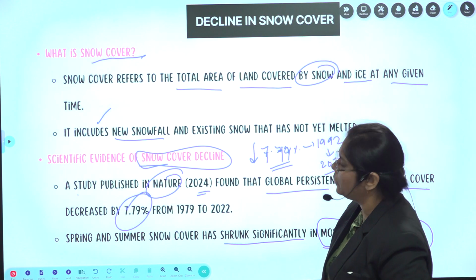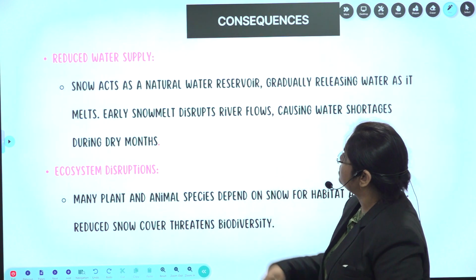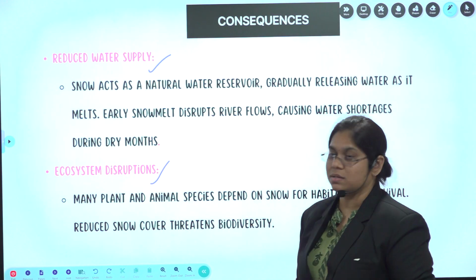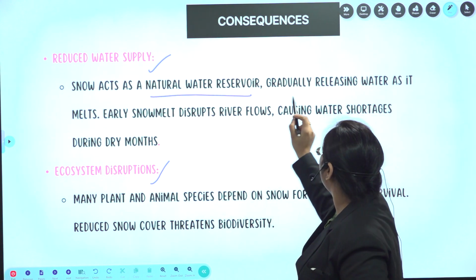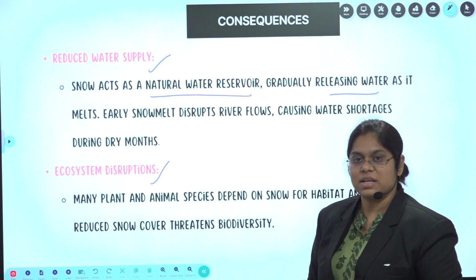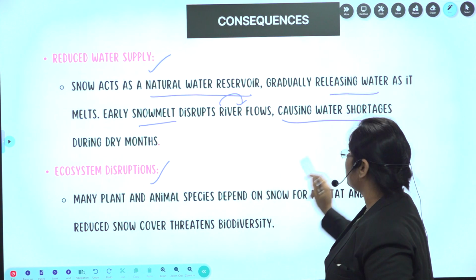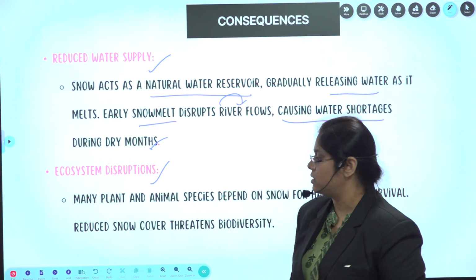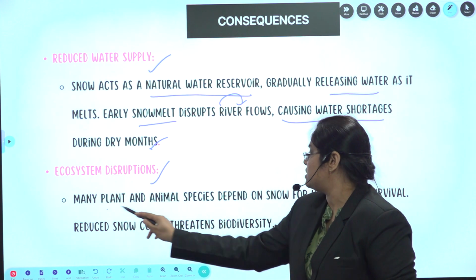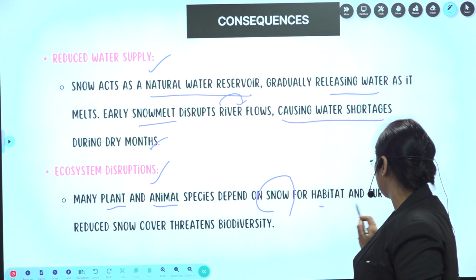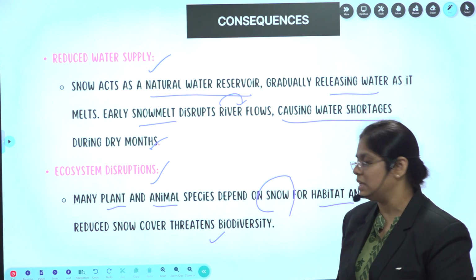Now, what is happening due to this decline in snow cover? There is reduced water supply and there are ecosystem disruptions. Snow acts as a natural water reservoir, gradually releasing water as it melts. So early melting of the snow disrupts the river flows, causing water shortages during the dry months, like summer months. And also there are ecosystem disruptions, as many plants and animal species depend on snow for habitat and survival. Reduced snow cover threatens biodiversity. So everything is interlinked.